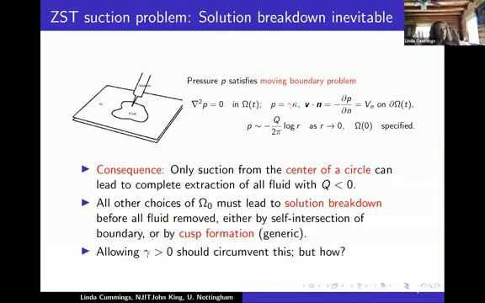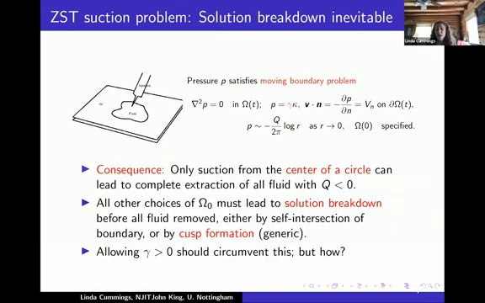And if you start with any other initial domain or any other placement of the sink, even if you start with an initially circular domain, that must lead to breakdown of the solution before all fluid is removed. So that would happen either by self-intersection of the boundary, in which case you've got a change in connectivity of your solution domain, and that would change the nature of your problem. You'd have to go back to your underlying assumptions, reformulate and start again. So we're not considering situations like that in this talk.